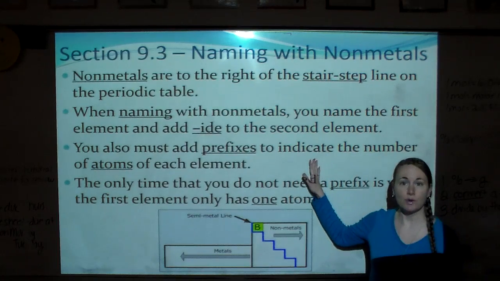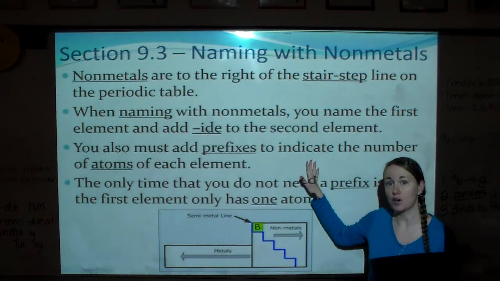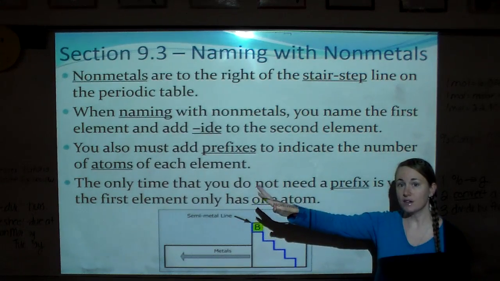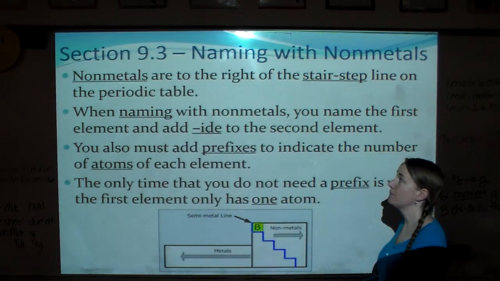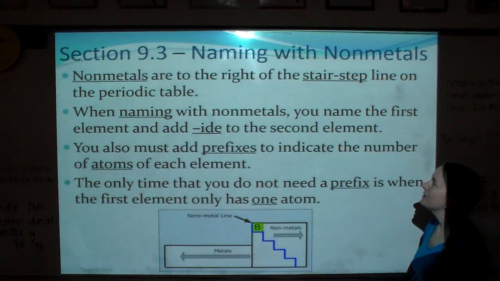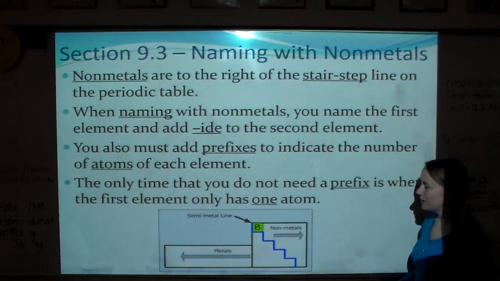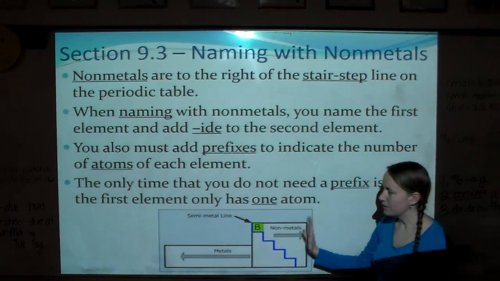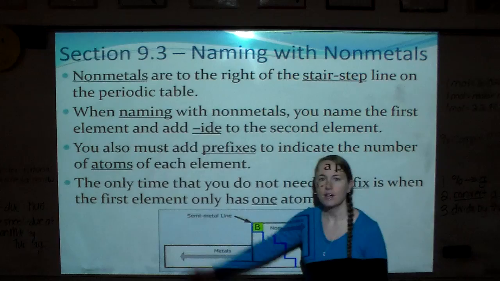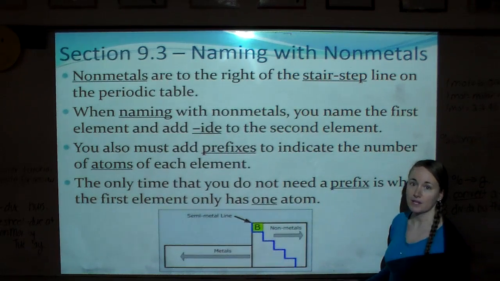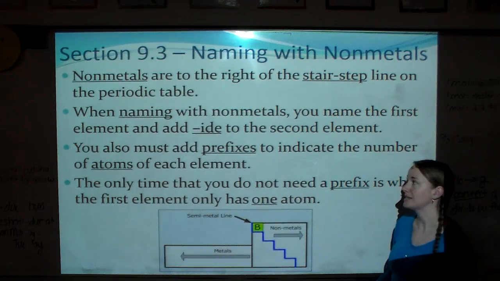So in this section, we're going to learn how to name compounds that start with a nonmetal. Remember, nonmetals are to the right of the stair step on the periodic table. So here's our stair step. These are our nonmetals. Now we know that hydrogen, which would be over here, is also a nonmetal, but we have separate rules for naming compounds that start with hydrogen, because usually they're an acid.